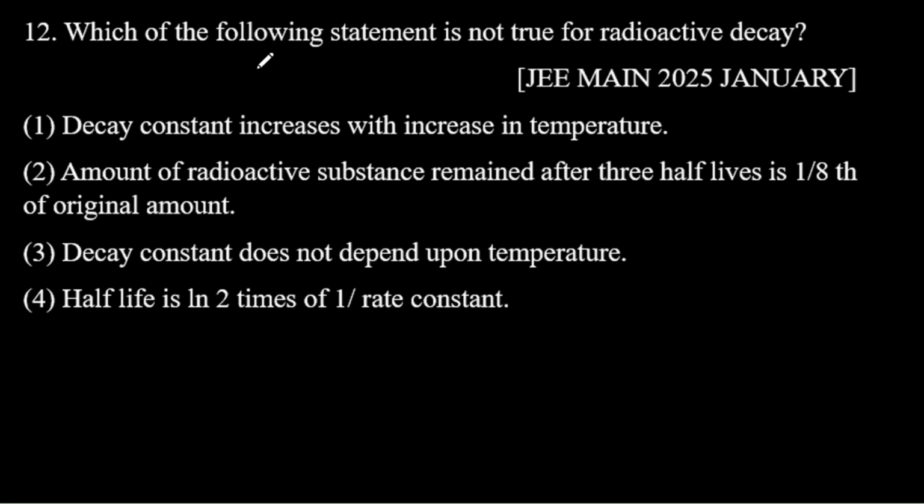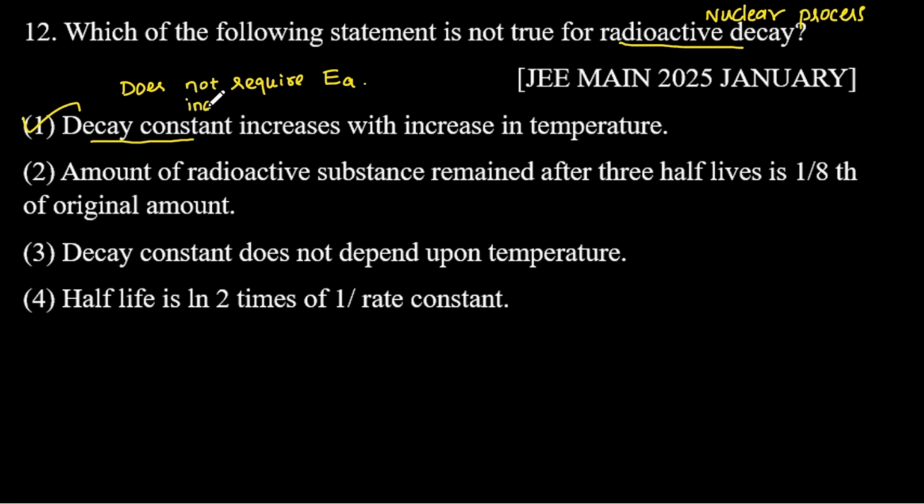The next question is, which of the following statements is not true for radioactive decay? Decay constant increases with increase in temperature. This first statement is not true because radioactive decay is a nuclear process. It is not a chemical process. It does not require any activation energy, Ea. So the decay constant is independent of external factors, independent of temperature and pressure. So decay constant increases with increase in temperature is wrong. It is not true. So the first statement is the correct option.